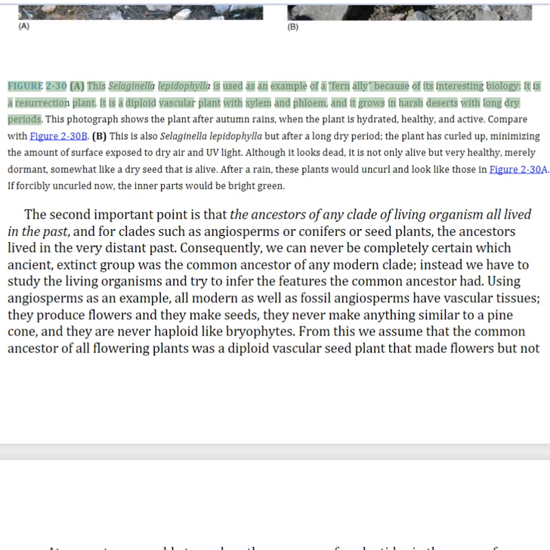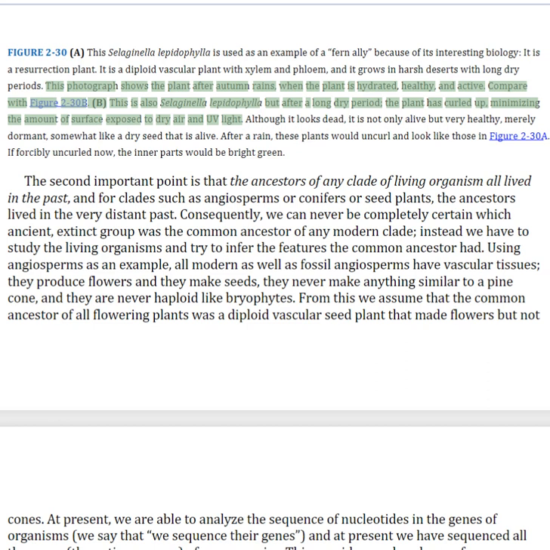Figure 230. This Selaginella lepidophylla is used as an example of a fern ally because of its interesting biology. It is a resurrection plant. It is a diploid vascular plant with xylem and phloem, and it grows in harsh deserts with long dry periods. This photograph shows the plant after autumn rains, when the plant is hydrated, healthy, and active.